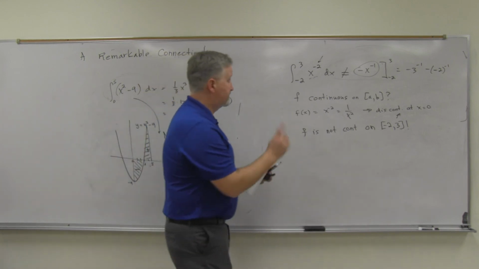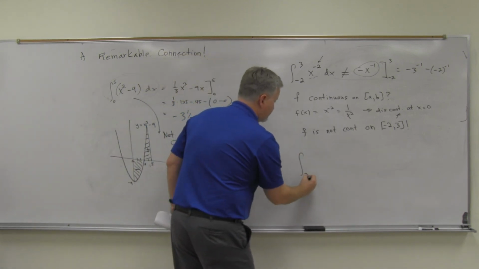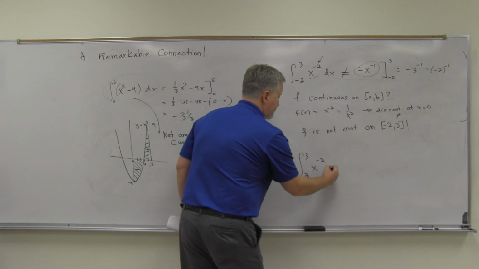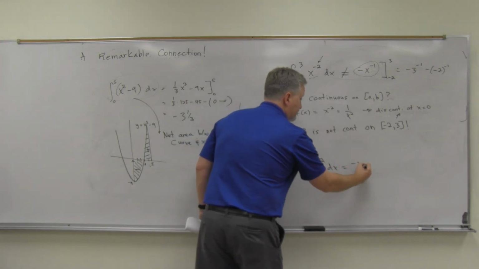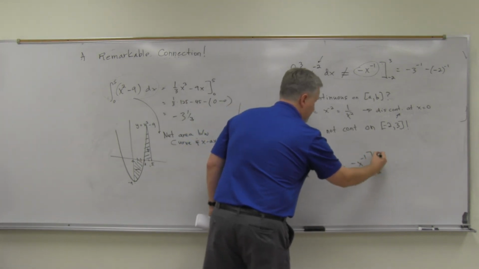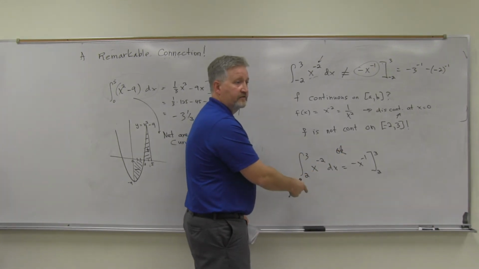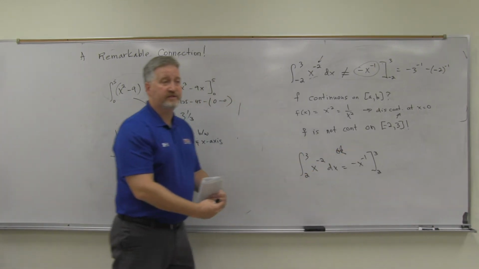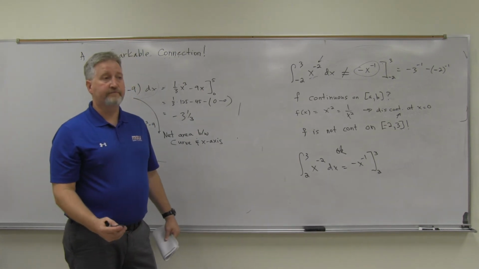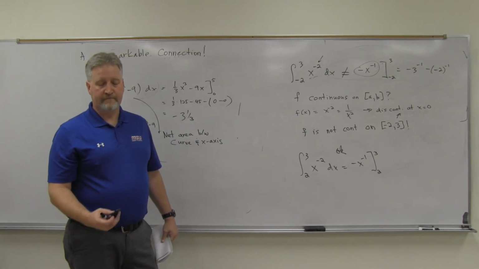If we did positive 2 to 3 x to negative 2 dx, we can do that. That would be okay, because 0 is not included there. So if we don't include the discontinuity, we can still do the antiderivative. Okay? All right.